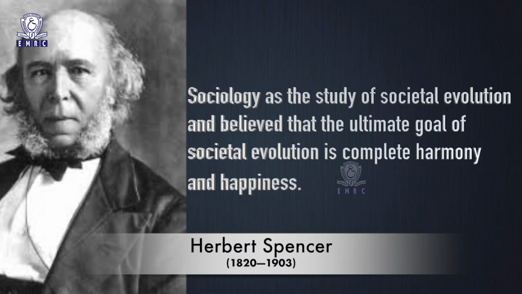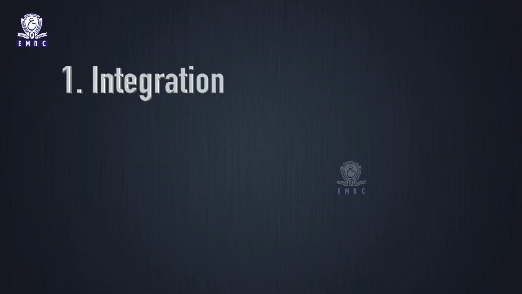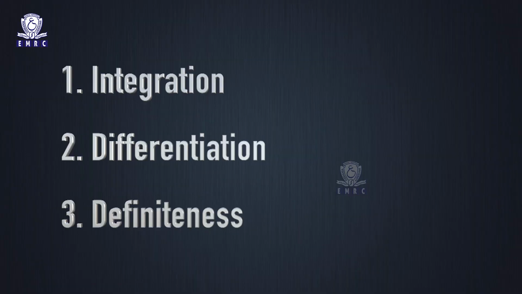Spencer defined sociology as the study of social evolution and believed that the ultimate goal of societal evolution is complete harmony and happiness. Spencer's theory of evolutionary change is built upon three basic principles: integration, differentiation, and definiteness. Spencer argued that homogeneous phenomena are inherently unstable, which makes them subject to constant fluctuations. Thus, homogeneous systems grow to become heterogeneous.